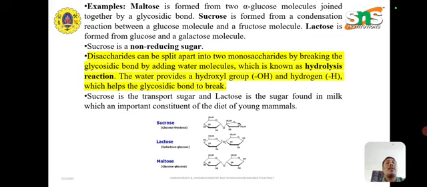The water provides a hydroxyl OH and a hydrogen H, which helps the glycosidic bond to break. Sucrose is a transport sugar and lactose is the sugar found in milk, which is an important constituent of the diet of young mammals. Sucrose is glucose plus fructose, lactose is galactose plus glucose, maltose is glucose plus glucose.